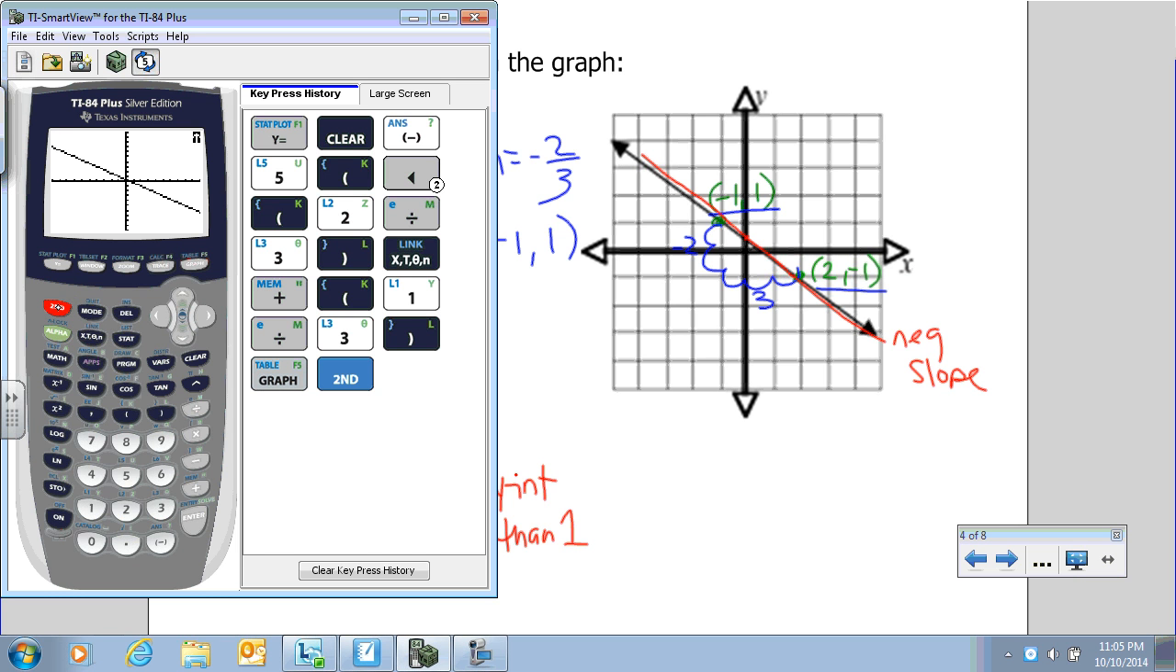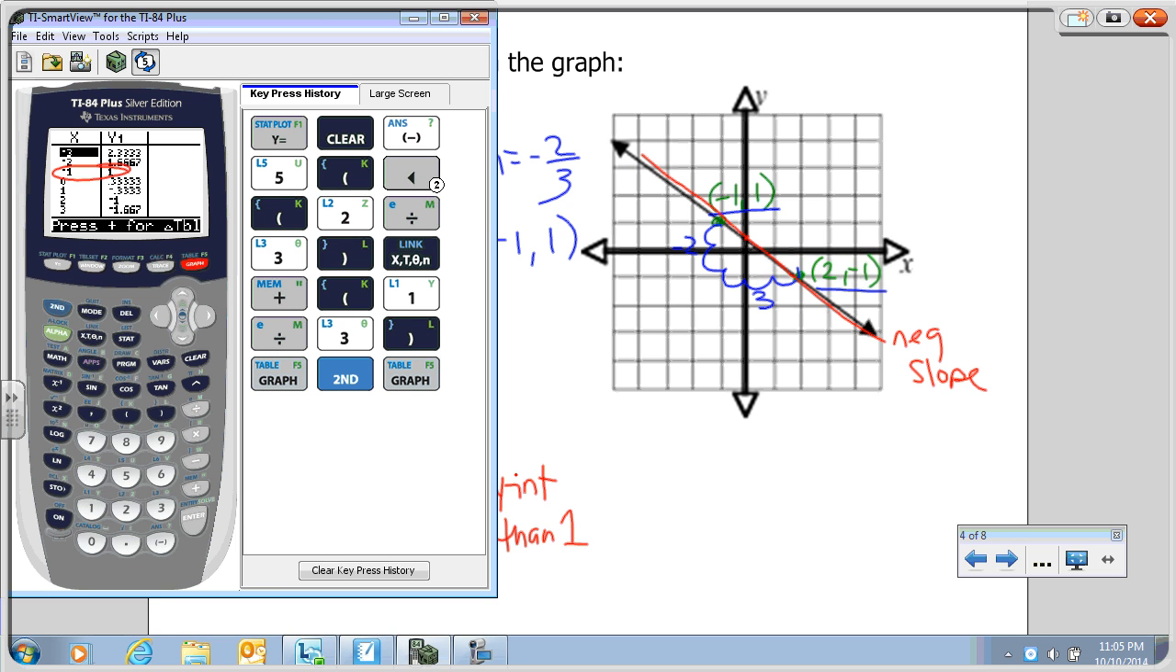So if we do second graph and get the table, I'm looking for negative 1, 1. There it is, and I found my 2, negative 1. So these 2 points are on my line.